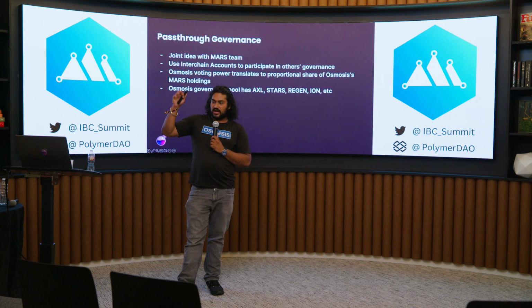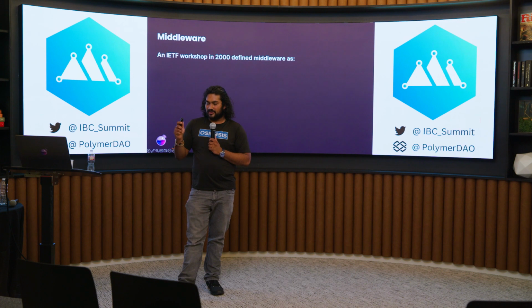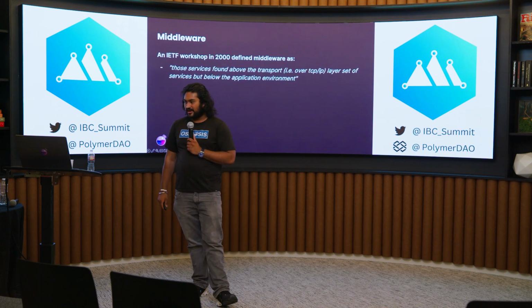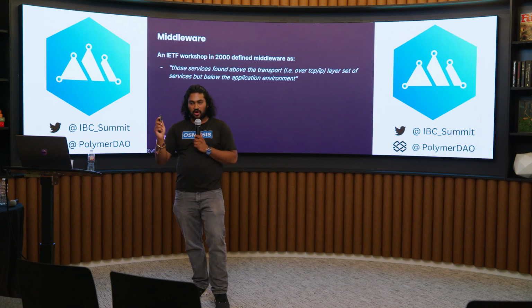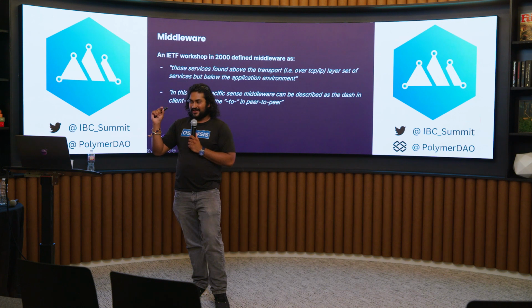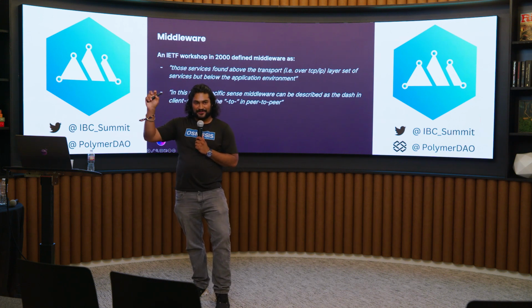Interchain accounts and interchain queries are very high application layer stuff. A lot of the stuff we work on is middleware. Middleware isn't really a technical term necessarily, and it's not in the OSI model, but there's a good definition I liked from a workshop back in 2000: it's the services found above the transport layer but below the application environment, or it's the dash in client-server, or the two in peer-to-peer.